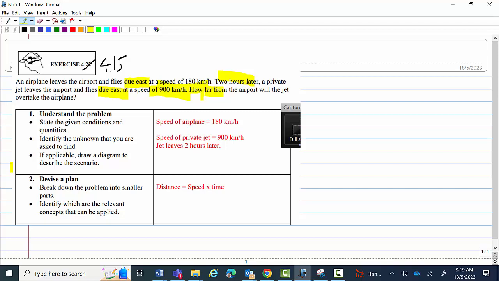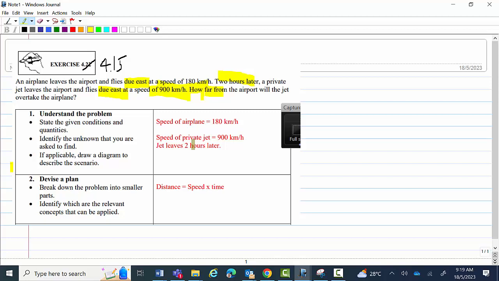So understand the problem first. What are the given conditions? The speed of the plane is 180 km per hour, and the speed of the jet plane is 900 km per hour, and it leaves 2 hours later. That is understanding the problem here. And what we want to find is the time, not yet the distance from the airport.